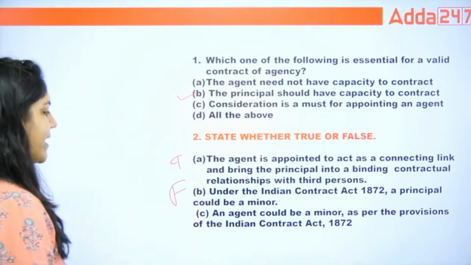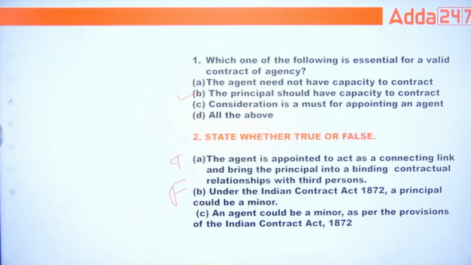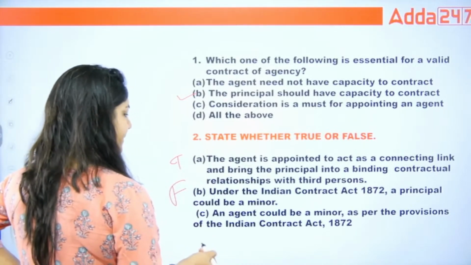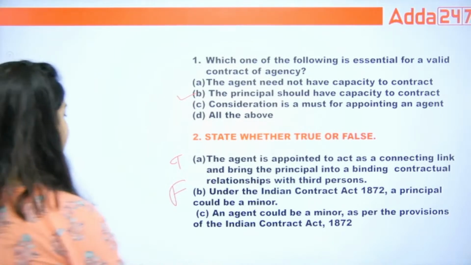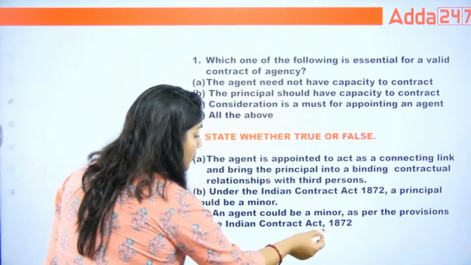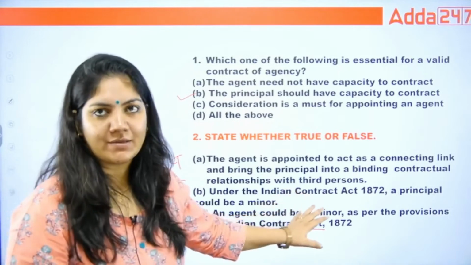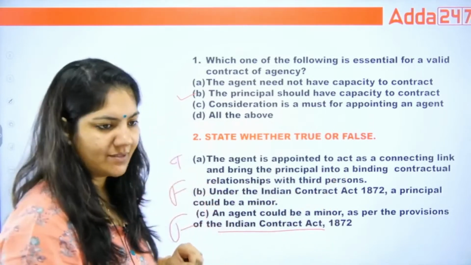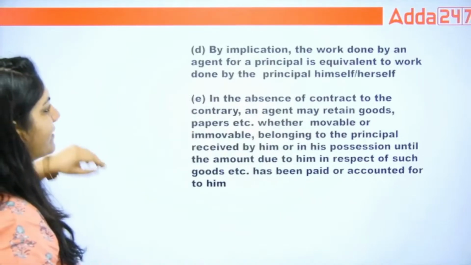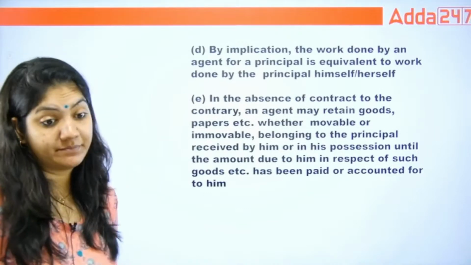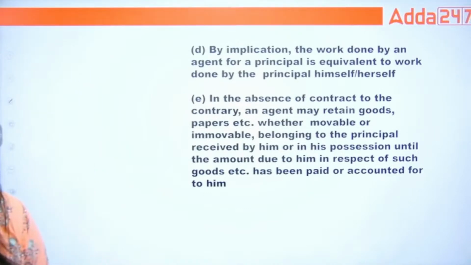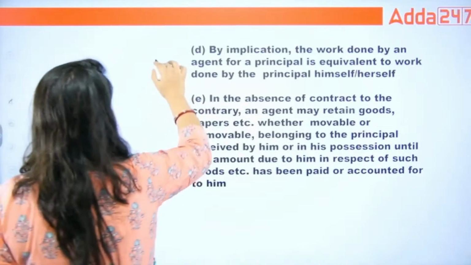An agent could be a minor as per the provisions of the Indian Contract Act. C. Class, C point, that is totally false, because under the Indian contract law, a minor cannot enter into a contract. Got it? By implication, the work done by an agent for a principal is equivalent to the work done by the principal himself. That is the base. D point, that is the base. So D is absolutely true.